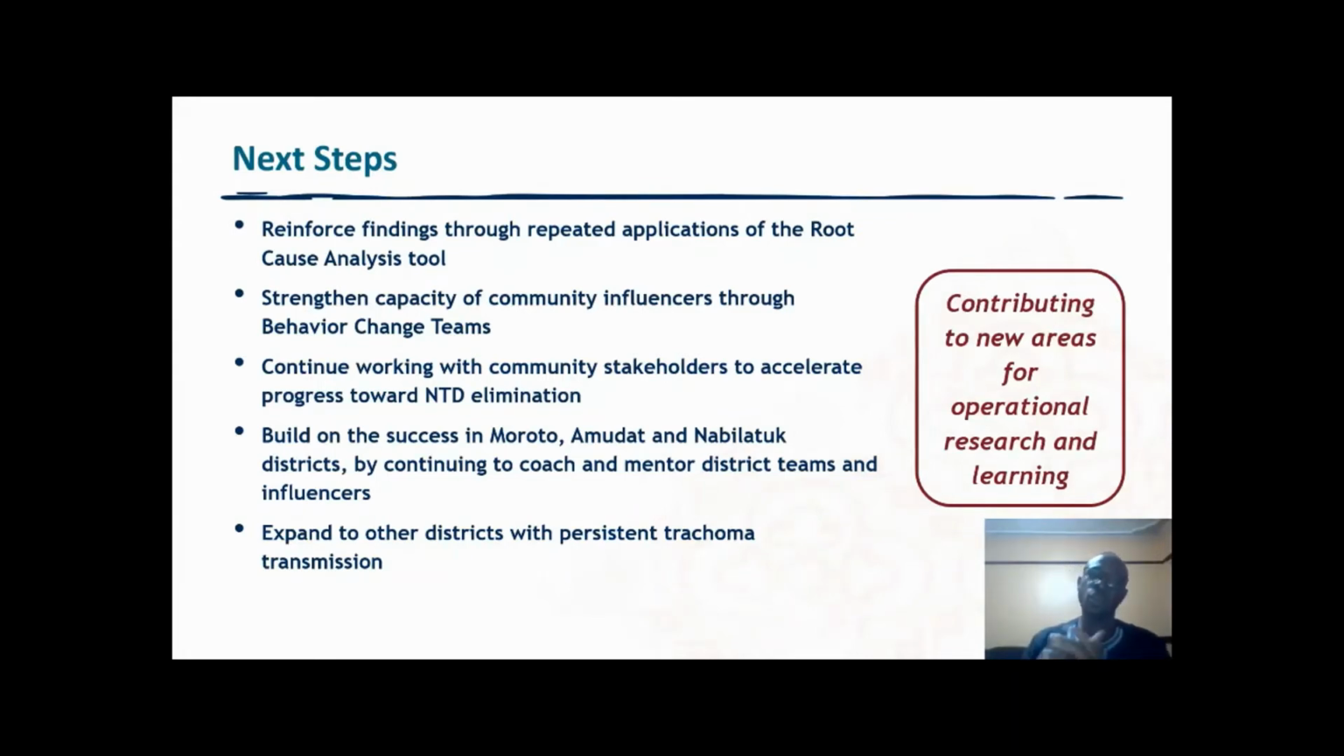And we hope to leverage the experiences we've gathered from this behavior change activity so far to expand into other districts with persistent trachoma transmission. We will continue to contribute to new areas for operational research and learning as we implement this behavior change activity.